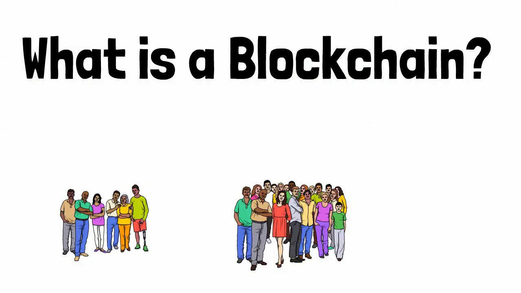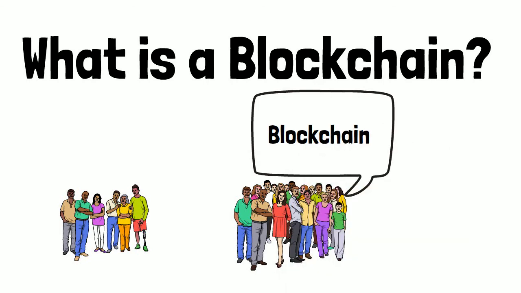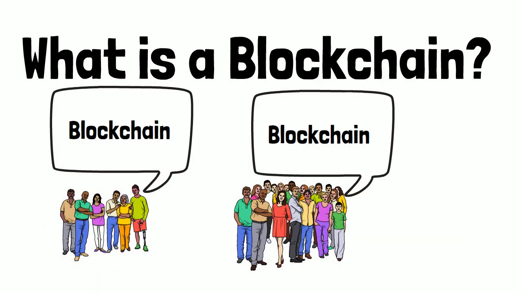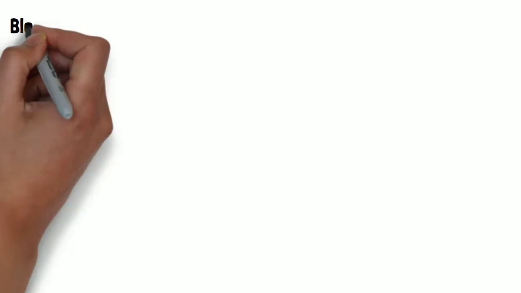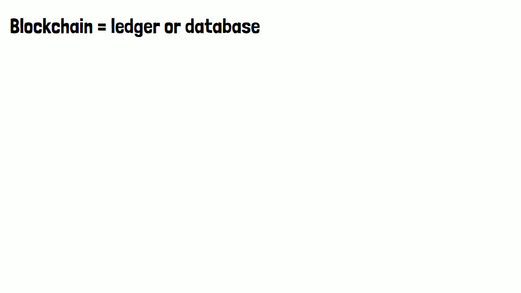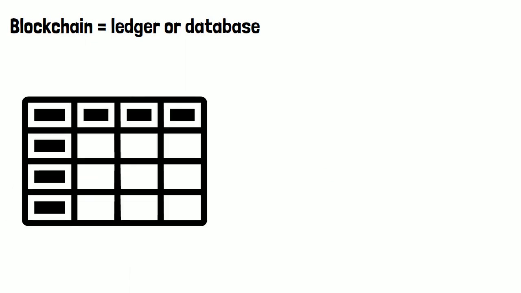What is a blockchain? You've likely heard the term a lot in the last few years in regards to Bitcoin and other cryptocurrencies. Let's look at what a blockchain is and how it works. A blockchain can be thought of as a ledger or database. What makes a blockchain different to a traditional database is the way the data is structured.